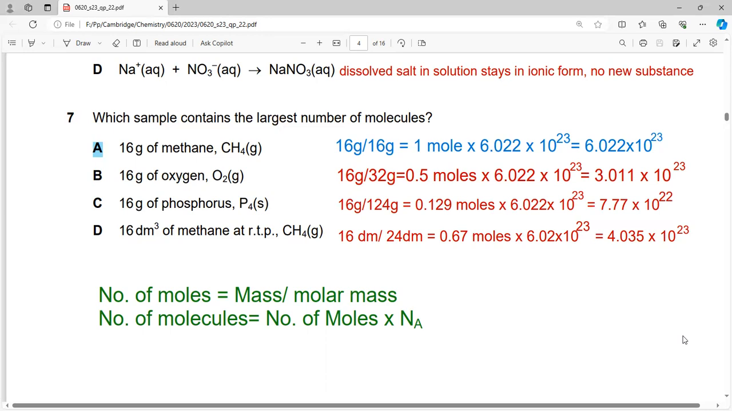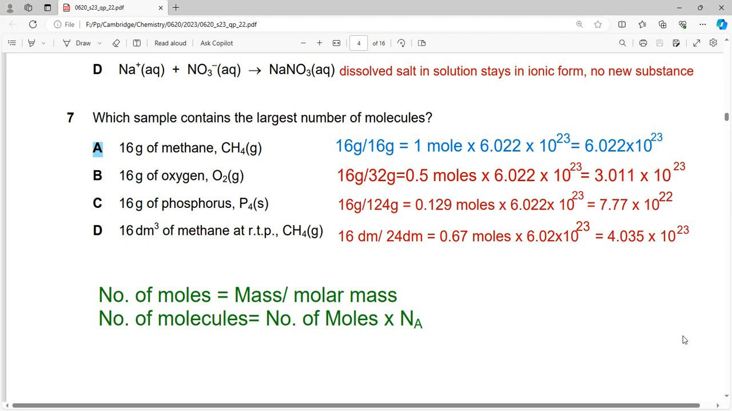You can see in option C, 16 grams of phosphorus, where one phosphorus atom contains 31 in the periodic table. These are relative atomic masses. So 31 multiplied by 4 is 124 grams, the molecular mass. 16 grams divided by 124 gives us 0.129 moles. If you multiply with the Avogadro number, our answer is 7.77 times 10 raised to the power 22.